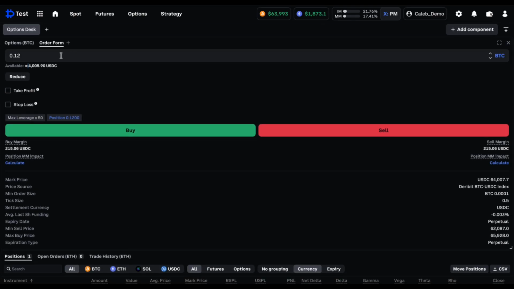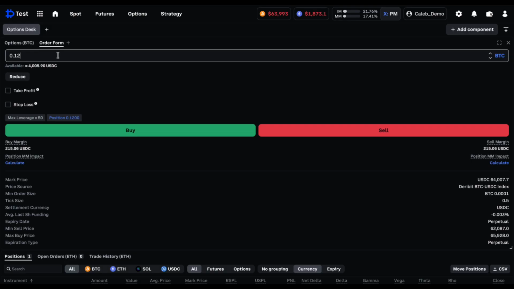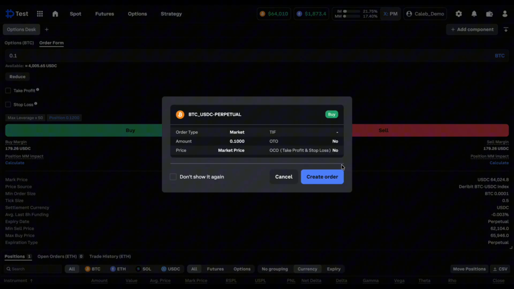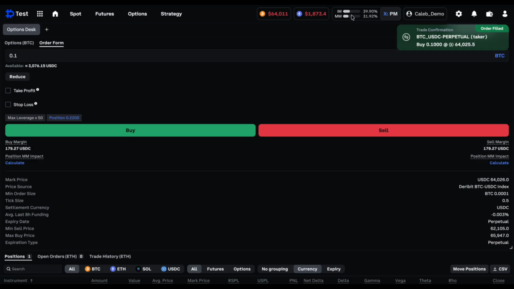Let's try and increase it a little bit more. Let's do another 0.1 and add on to what we have. You see how this went up again. I like to keep this below 50%.